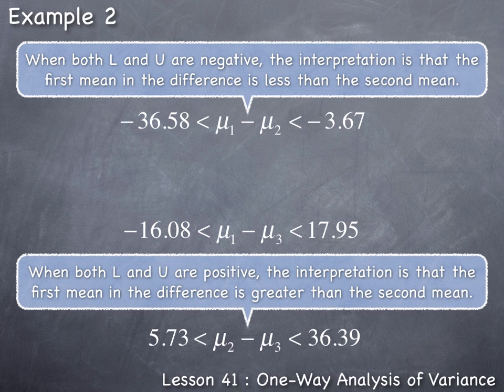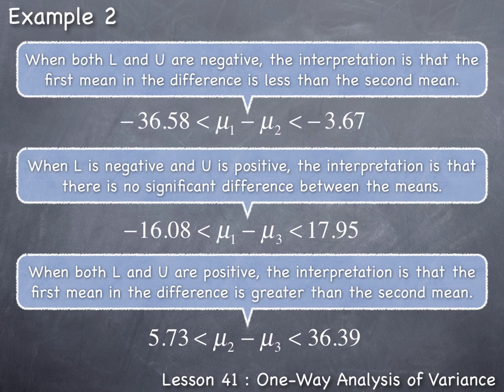When both L and U are positive, the interpretation is that the first mean in the difference is greater than the second mean. So in this case, mu2, the mean weight of the rainbow trout caught in the Sacramento River, is greater than mu3, the mean weight of the rainbow trout caught in the Truckee River.